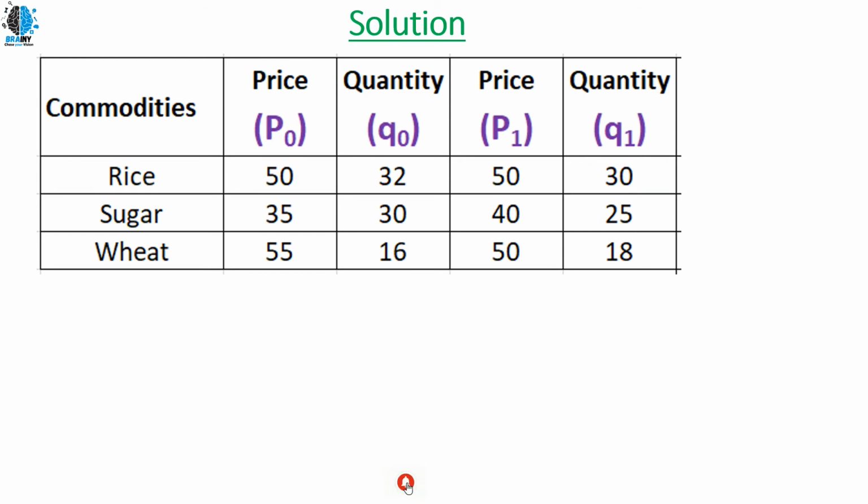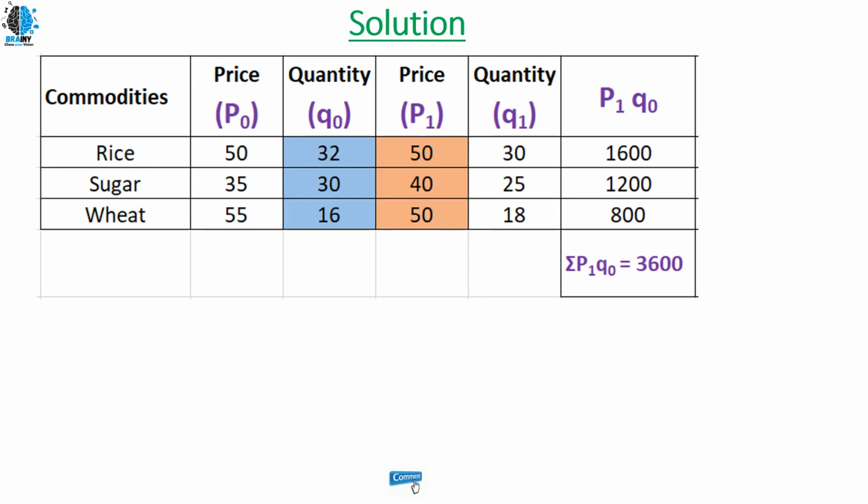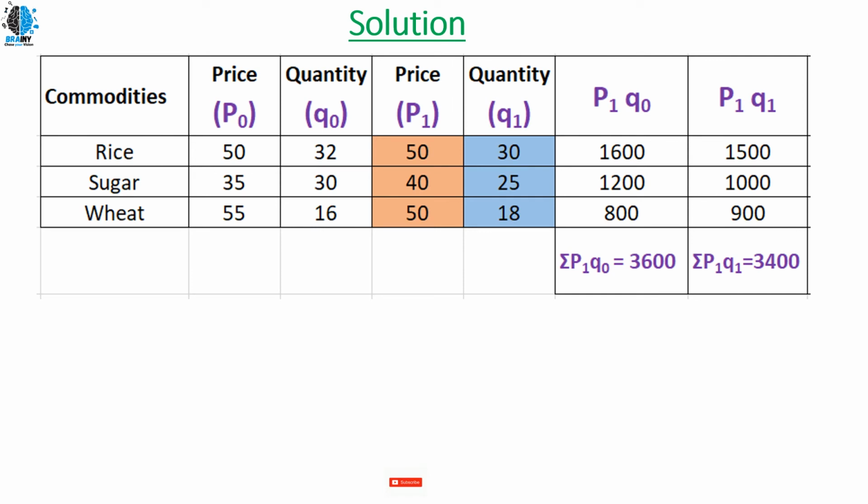Let's see the solution part of the question given. We have the commodities, base year price and quantities, current year price and quantities. So let's see the first combination, P1Q0. Here I am going to multiply the P1 value and Q0 value, highlighted in different colors. So the summation value I am going to get is 3600. Summation P1Q0 is 3600. Next we have P1Q1. These two values I am going to multiply. After multiplication, the summation P1Q1 is equal to 3400.